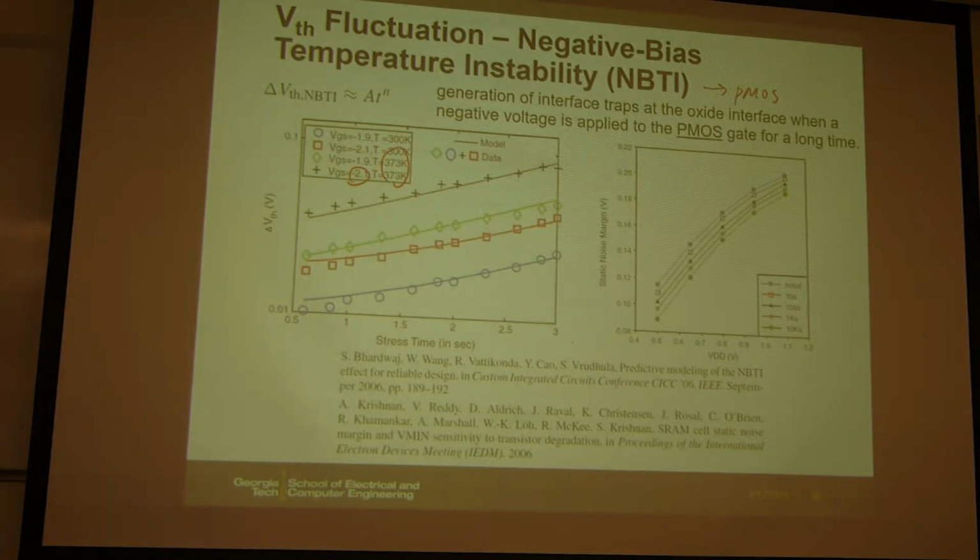Of course, here we show seconds. This is because we accelerate this testing at high temperature and increase the gate voltage to 2.1 volts. So in normal applications, you don't use this kind of stress condition. So this is the gradual effect.